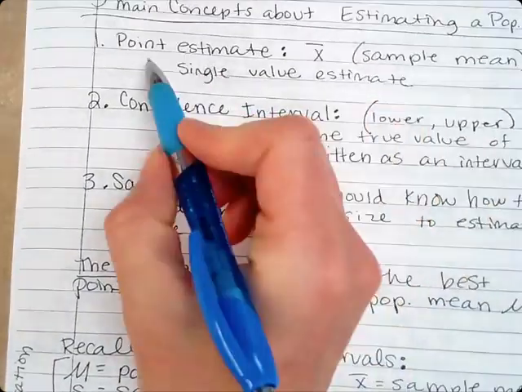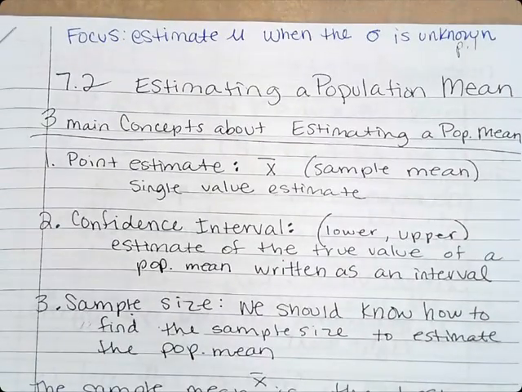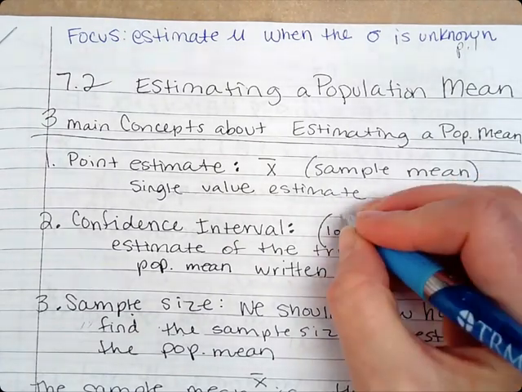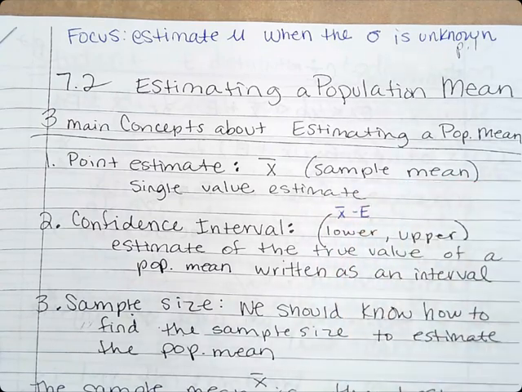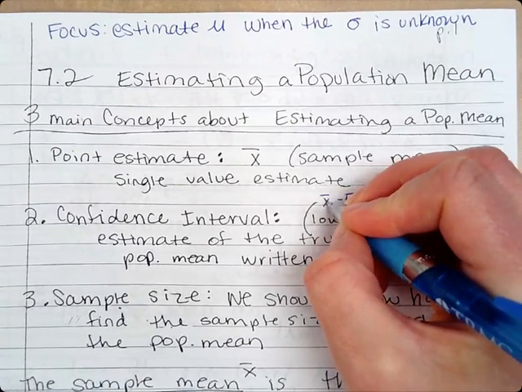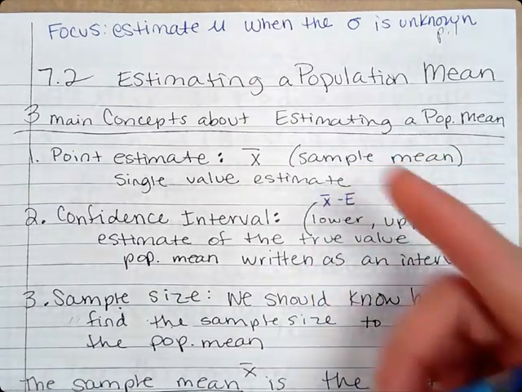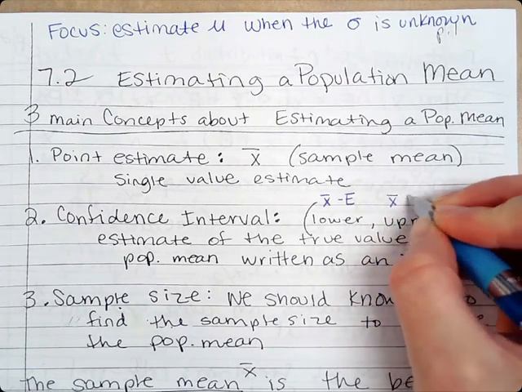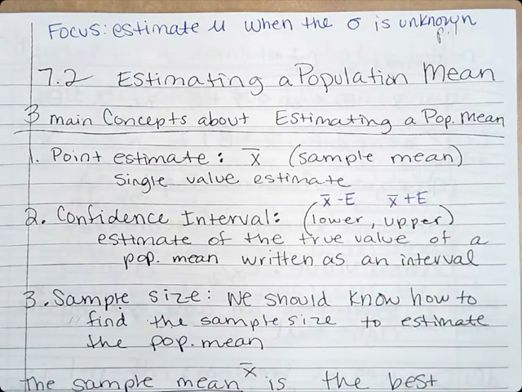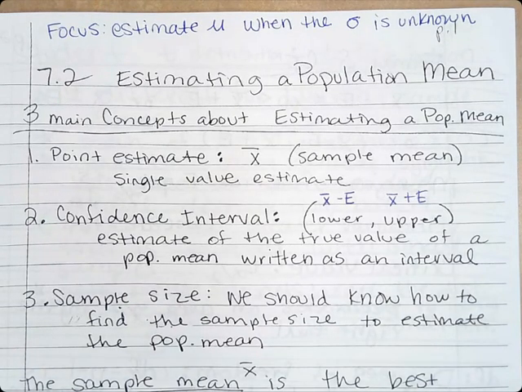All right, so we have a point estimate, x bar. That is going to be our sample mean. It's a single value estimate. We're still doing confidence intervals. We have our lower and our upper. Our lower is found by doing x bar minus E, which is our margin of error, which we found in 7.1. Or we can do x bar plus E. It's an estimate of the true value of a population mean written as an interval.